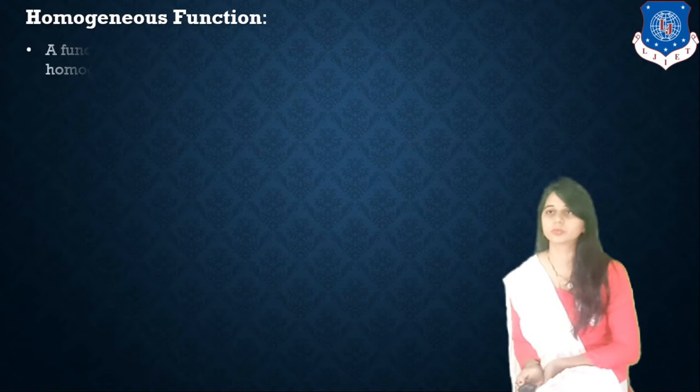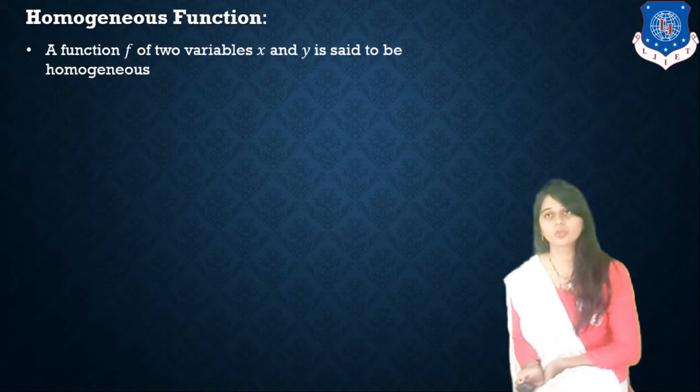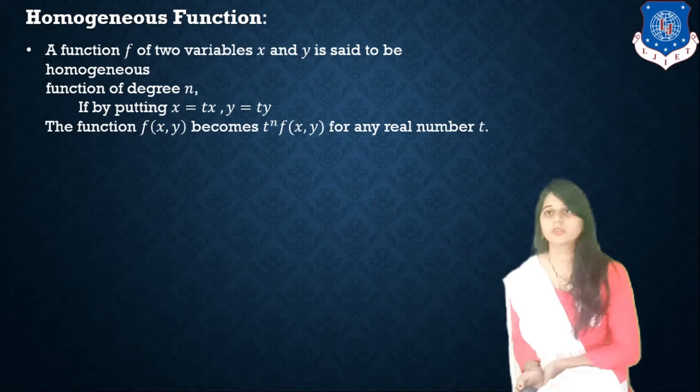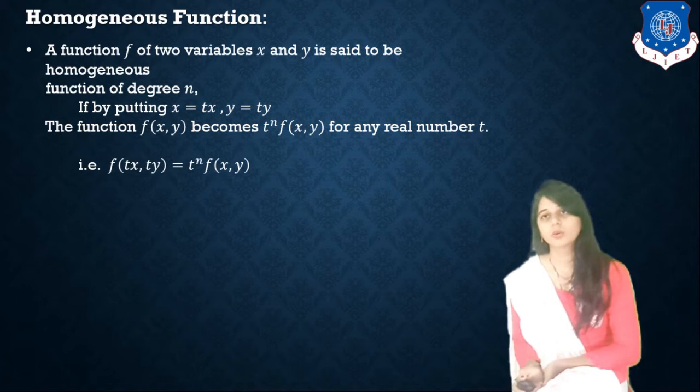Now, homogeneous function: a function f of two variables x and y is said to be a homogeneous function of degree n if by putting x equal to tx and y equal to ty we get the value t raised to n f of x, y, for any real number t. As a mathematical statement, f of tx, ty, if we replace x and y, then we get t raised to n f of x, y.